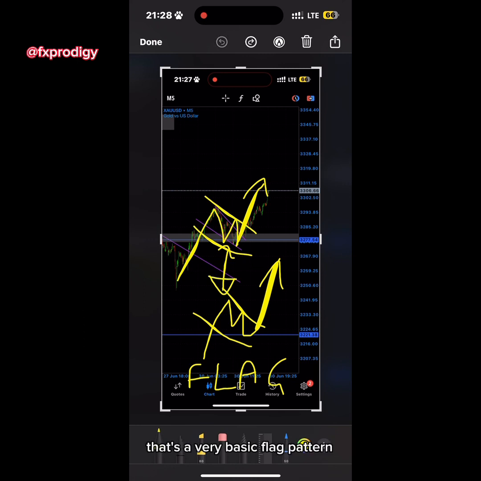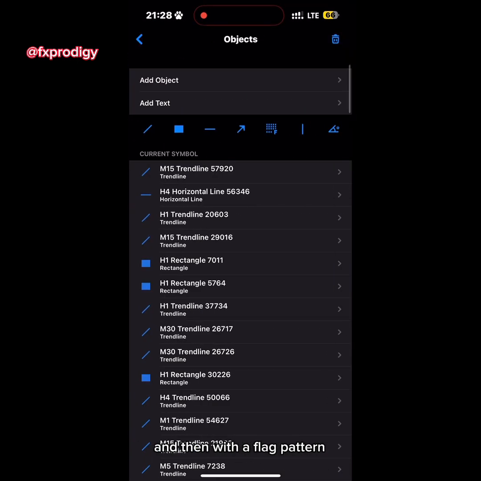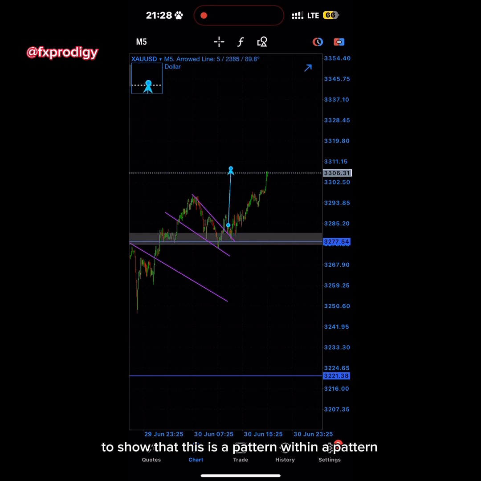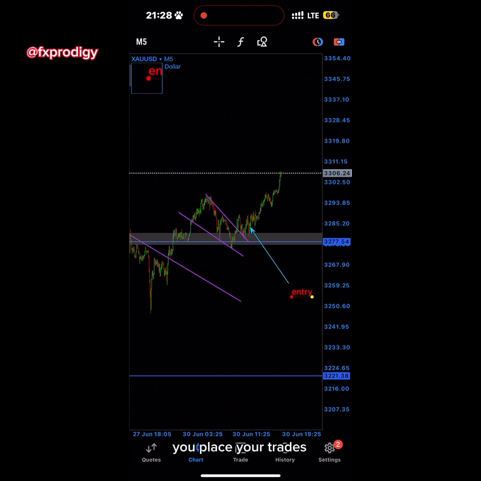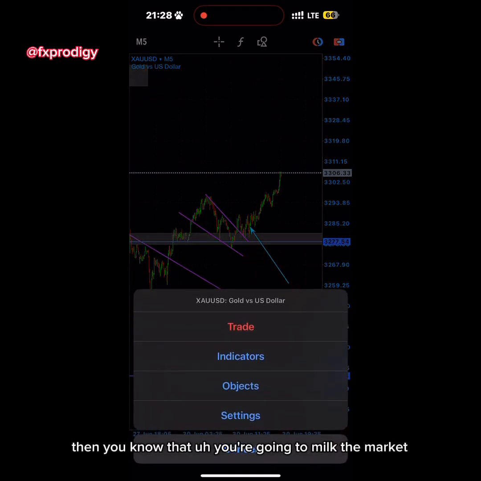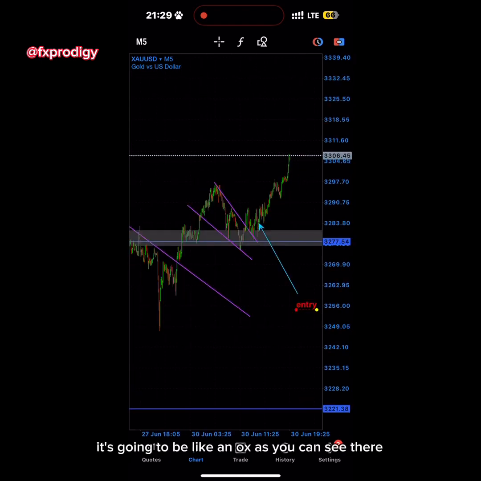It's a very basic flag pattern. So this is a pattern within a pattern, with a W formation, and then with a flag pattern to show that this is a pattern within a pattern. And then next is to just show where you are supposed to take your entry, and there, that's where you're supposed to take your sweet entry. You place your trades, then you are done. You place your trades, then you know that you're going to milk the market. It's going to be like an ox.